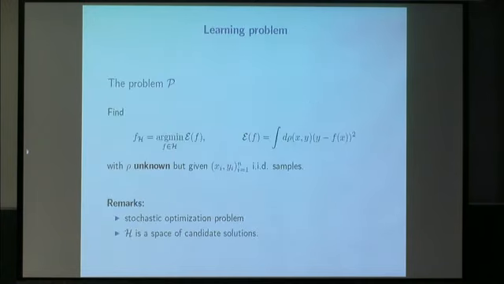So, we are in the standard supervised learning problem. We have a distribution that is fixed but unknown, and our goal is to learn the function that minimizes the excess risk, the expected risk with respect to the distribution, on a space of functions that we choose, H. As I said, the distribution is unknown and we access it only through independent samples drawn from it. In this talk we will consider the square loss in the expected error.